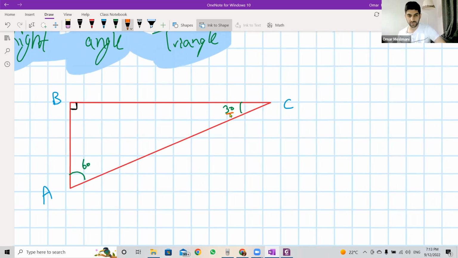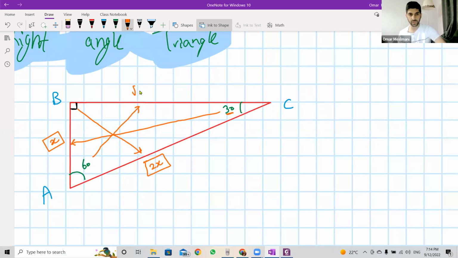This angle is 30. Look for the opposite side and say it's going to be a value x. So the opposite side of the 30 is x. The opposite side of the 90 is going to be double that, so it's 2x. The opposite side of this 60 is going to be square root of 3 x. So these things you have to memorize. Save it, memorize it, please.